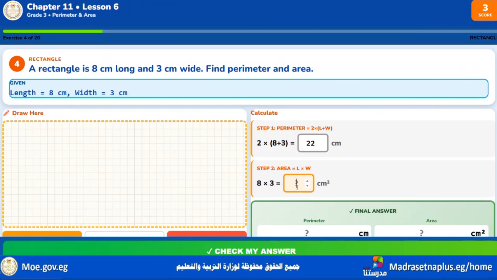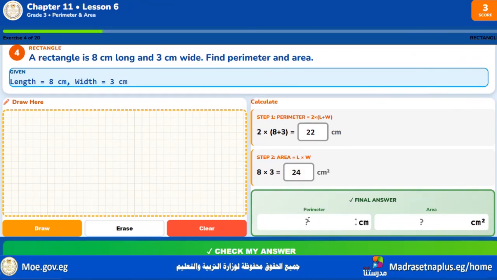What about the area of a rectangle? It's easy to get by length times width. 8 times 3 will be 24 square centimeters. So now, the perimeter is 22 centimeters and the area is 24 square centimeters. You can draw here if you want to check you understand.